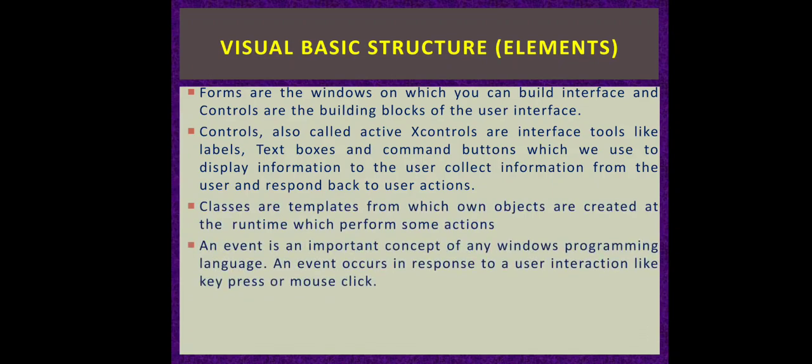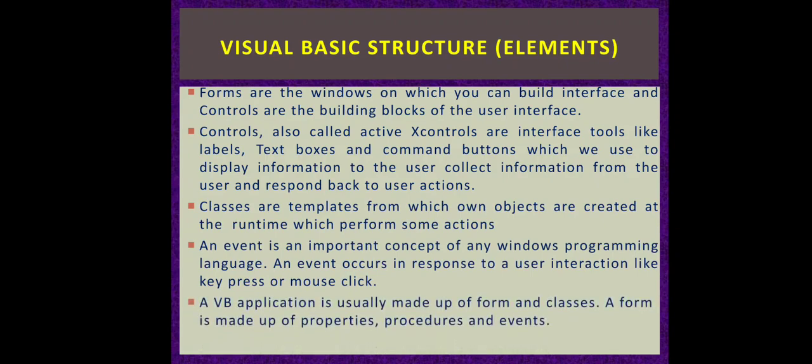And an event, already discussed, is an important concept of any window programming language. An event occurs in response to a user interaction, like a key press or mouse click. If we click a mouse, or if we press a key, these things we call events, and on these events we design the program in Visual Basic. A Visual Basic program is usually made up of forms and classes. A form is made up of properties, procedures, and events. So all these things, that is the forms, controls, classes, events, procedures, are the basic building blocks of the Visual Basic programming language.